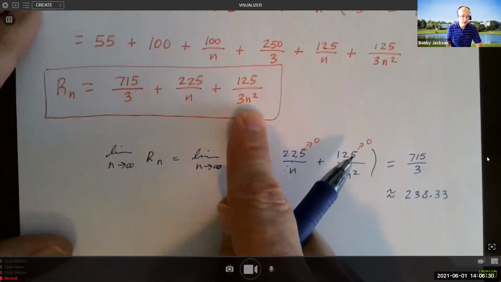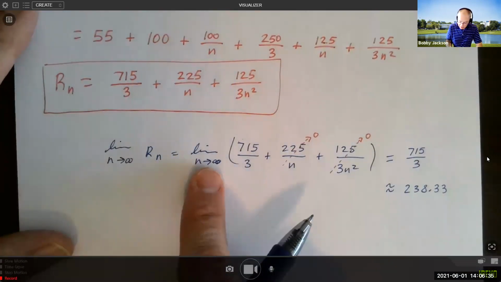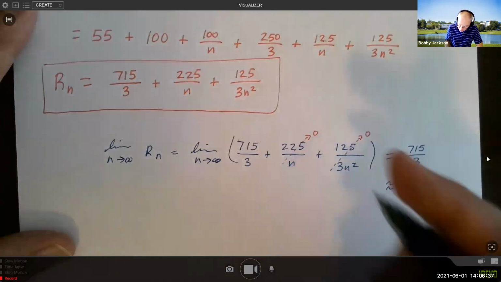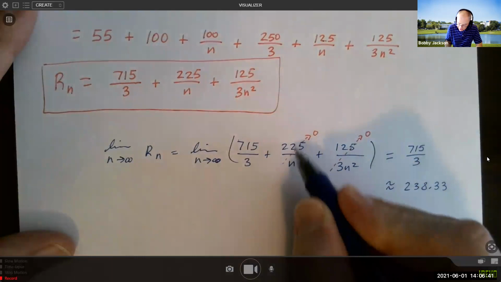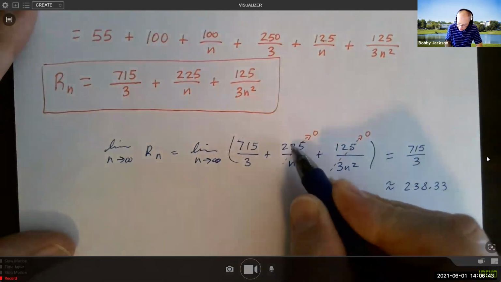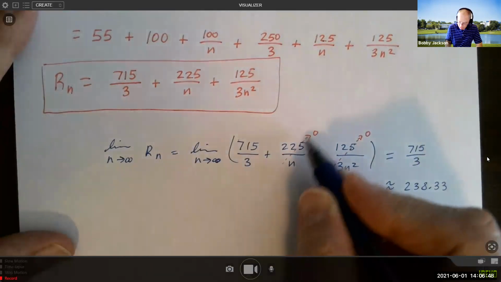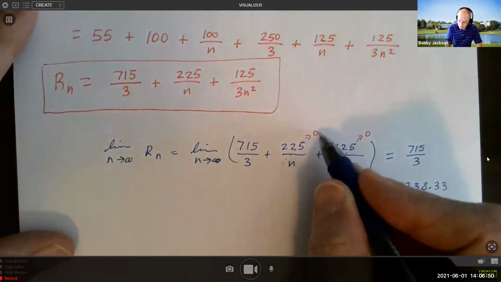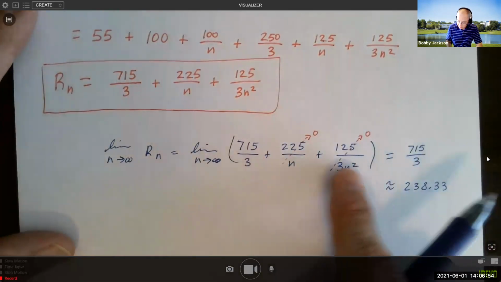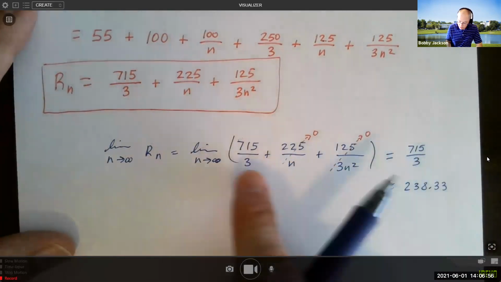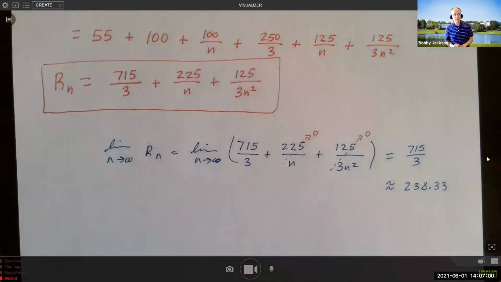Now, take the limit as n goes to infinity. Here's the fun part, the easy part, right? I'm going to take the limit as n goes to infinity of this expression. And what's going to happen to these 2 terms here? Well, they're going to go to 0 because the top is fixed. N is getting bigger and bigger and bigger, right? 225 divided by a bigger and bigger number as n goes to infinity is getting closer and closer to 0. We say the limit is 0. So these terms are diminishing and becoming insignificant, going to 0. And so we're just left with 715 thirds, which is about 238.33.